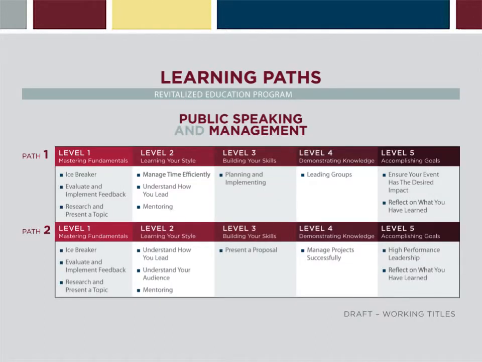Let's take a look at some learning paths. We've talked about the learning paths in the past. The REP will launch with up to 10 learning paths. A learning path consists of a set of 14 projects. Some projects are required and others are elective. Here are 2 samples of the learning paths. You will see that each runs through Level 1 to Level 5, which must be completed sequentially. Remember, these are all working titles and are subject to change.